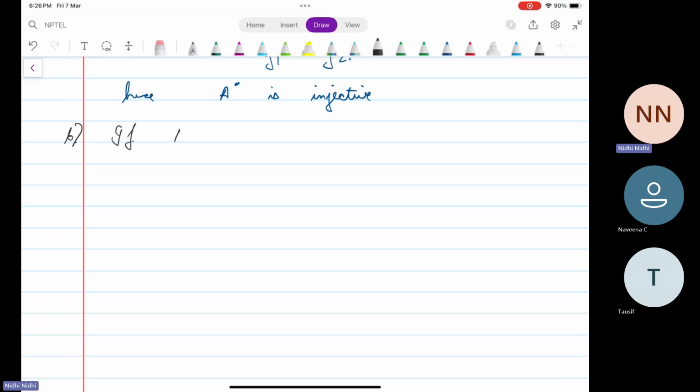If A star is injective, so that range of A is dense in W.